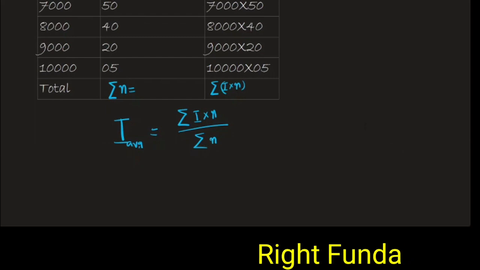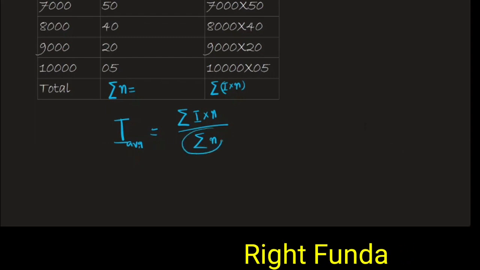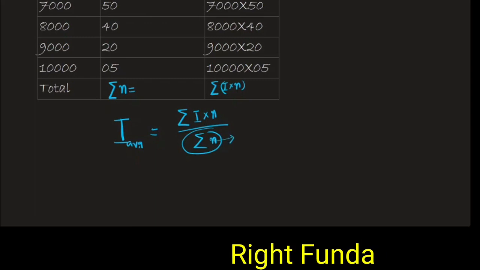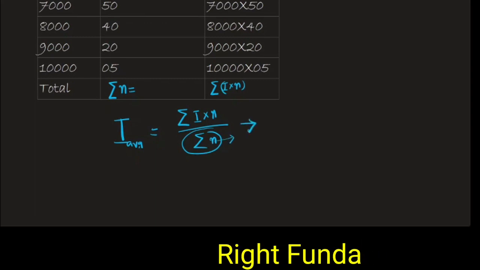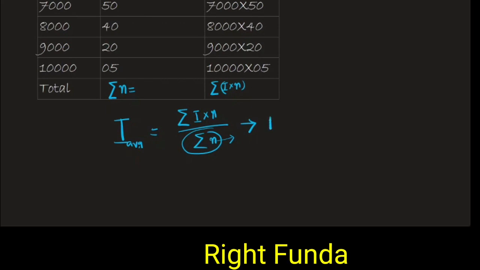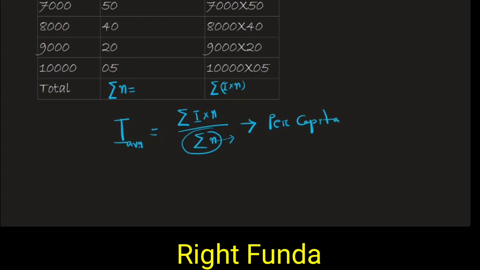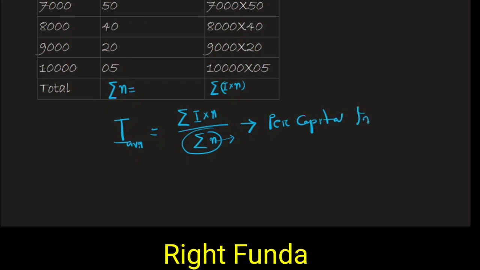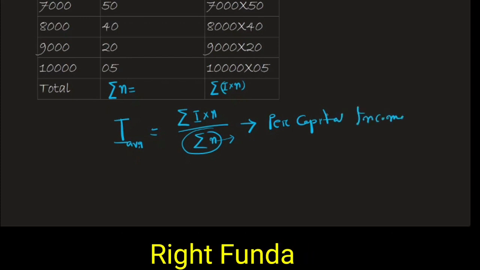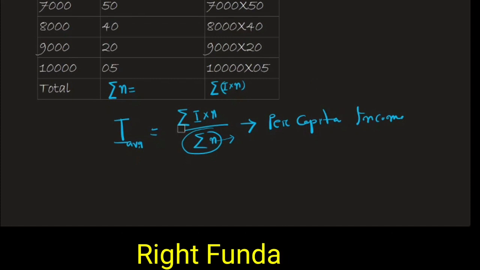Average over time, average over number. Yes, this has been averaged over the number of people. So we call this the average income per person, or per capita income. So this is for discrete values; we do it like this.